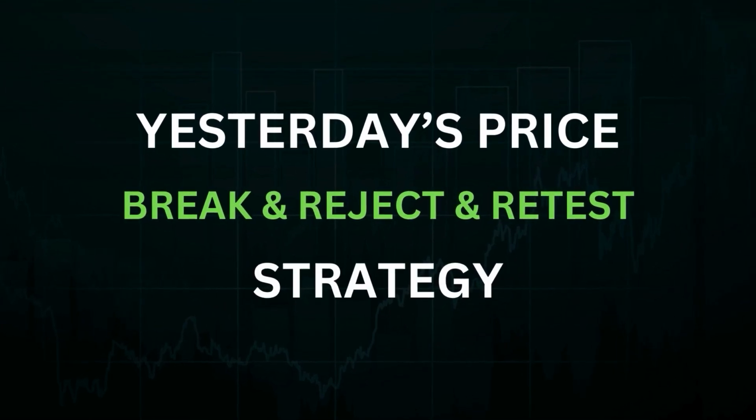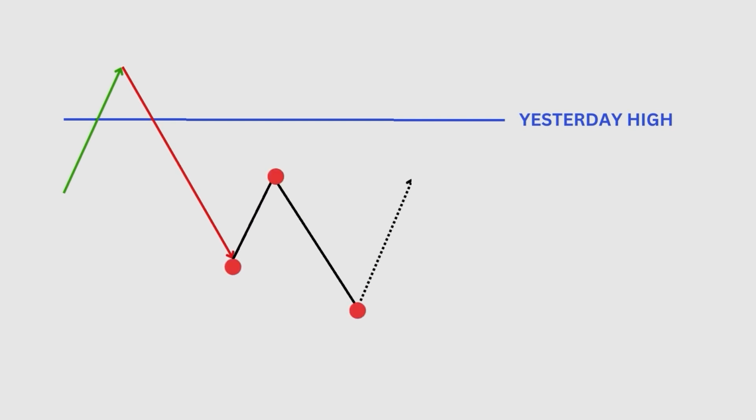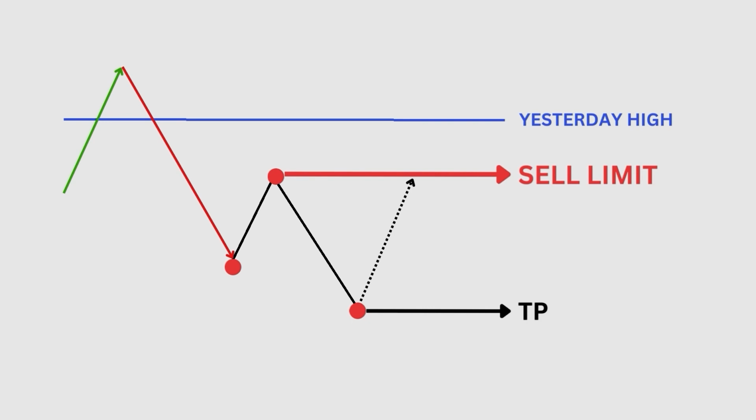In this video, I want to test another trading strategy. The strategy is: if price breaks yesterday's highest price and is rejected, and it forms a low, a high, and a lower point under the previous day's high, we open a sell position at this high point.